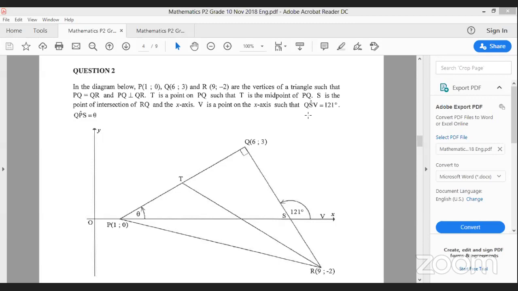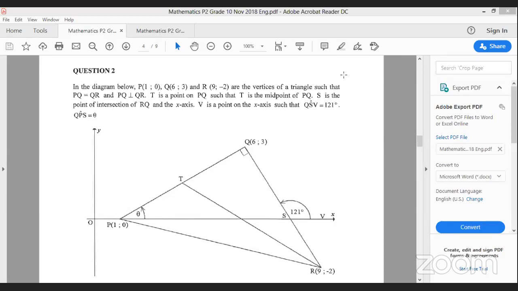And in triangle PQR, angle S is equal to 121 degrees, and angle P is given by theta. Does it make sense? Angle P is given by theta. Perfect, guys. So now we've read all the statement here. Now I think we are ready to answer the questions.